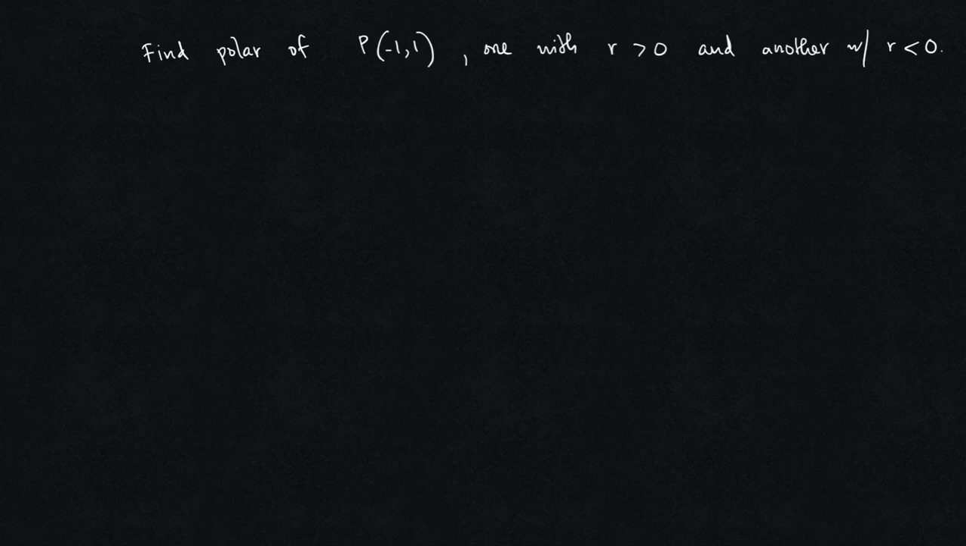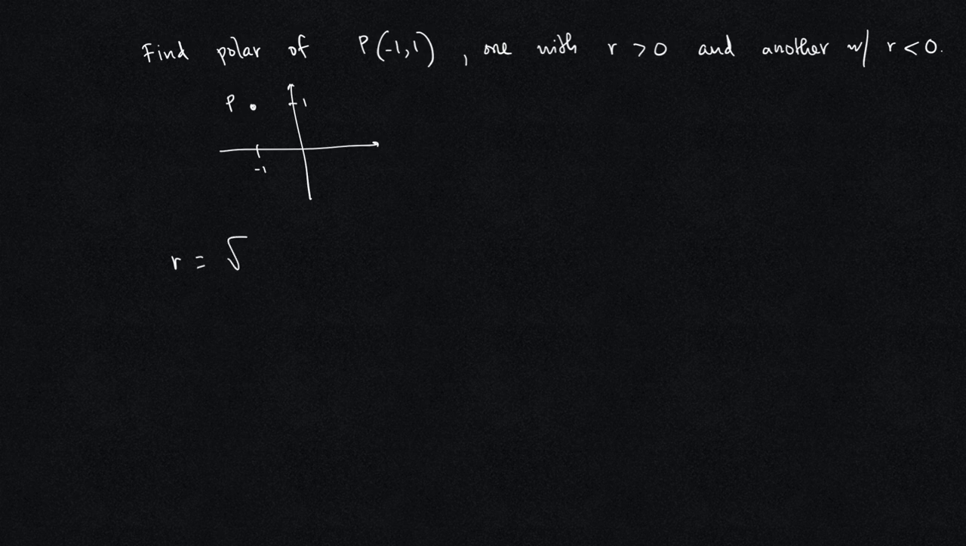Find the polar representation of the point (-1, 1), which is a point in the rectangular coordinate system, one with a positive radial coordinate and the other one with a negative radial coordinate. Observe that this point P is in the second quadrant, where x is -1 and y equals 1. We want to find two polar representations that represent this point: one with positive r and another with negative r.